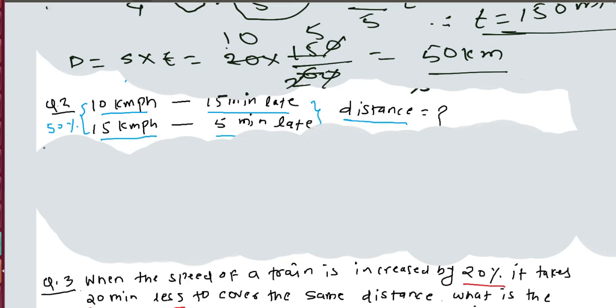So if he was supposed to reach at 8, initially he is reaching at 8:15, and then he is reaching at 8:10, right? So the difference between arrival times is 10 minutes. So you can use a direct formula: distance is equal to the product of speeds divided by the difference of speeds, into the difference between arrival times. I'll leave it, but I will solve it using another way.